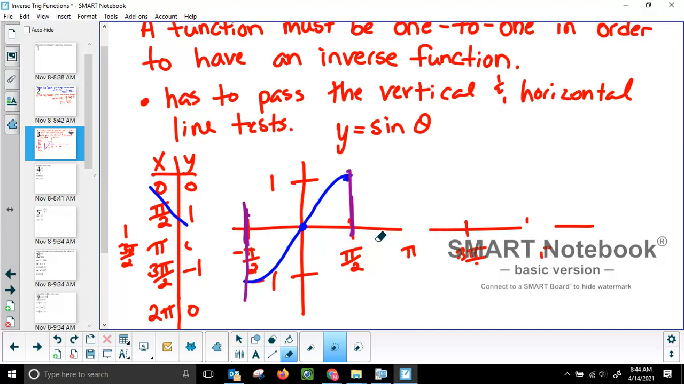Someone shake their head or say yes. Yes. Okay. Now it will pass the horizontal line test.